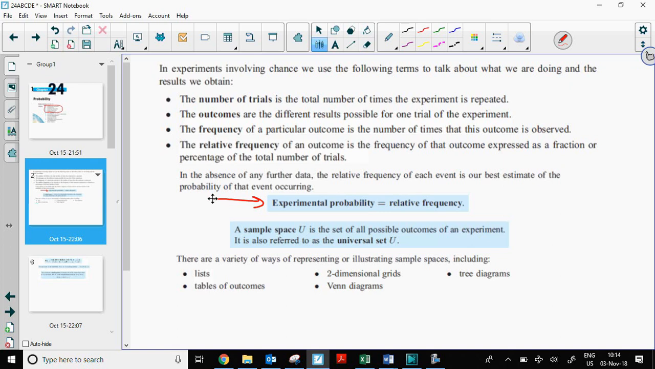Below that we have the sample space. That's just a list of all the possible outcomes of the experiment. Some people would call it the universal set U, so we'll see this in some diagrams later on, in particular the Venn diagrams. And there's a lot of different ways that we could draw our sample space, and I think we'll see an example of each of these over the next couple of videos.